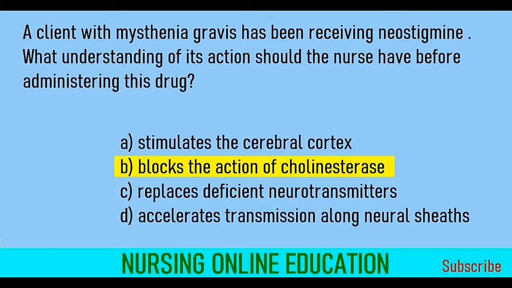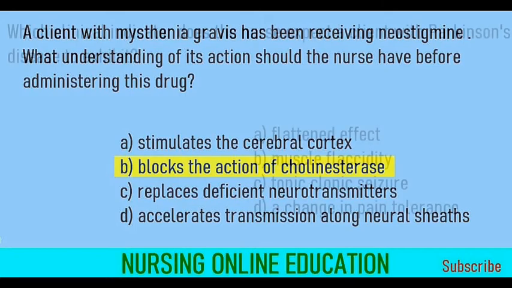Neostigmine is an anticholinesterase. It inhibits the breakdown of acetylcholine, thus prolonging the neurotransmission. So here the answer is blocks the action of cholinesterase.